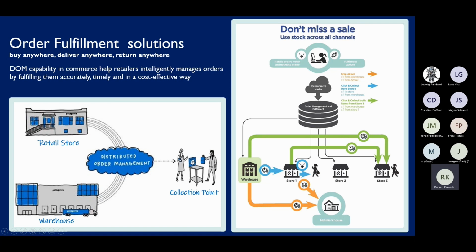Another scenario is to collect it from store 3. Here the DOM or IOM setup will do the transfer order, and both the items will be shipped from the warehouse and store 1 to store number 3. And once it's packed, the customer will be notified by email or SMS based on the configuration setups, and they can come and collect it.